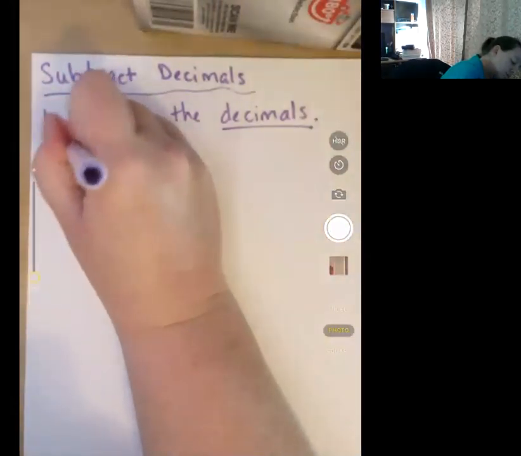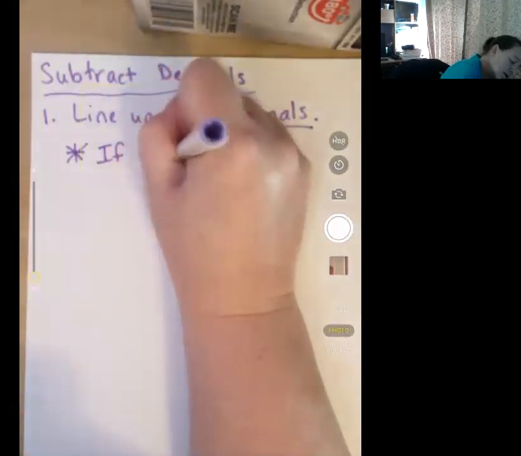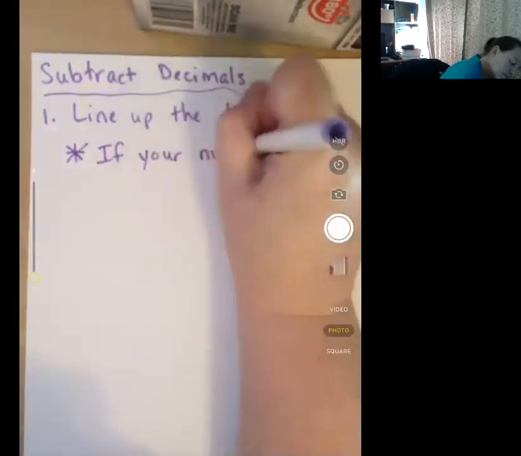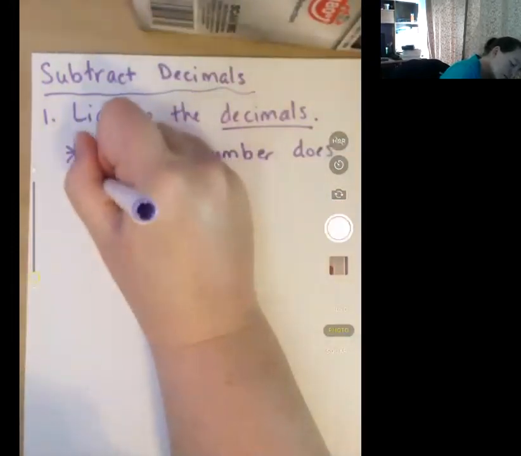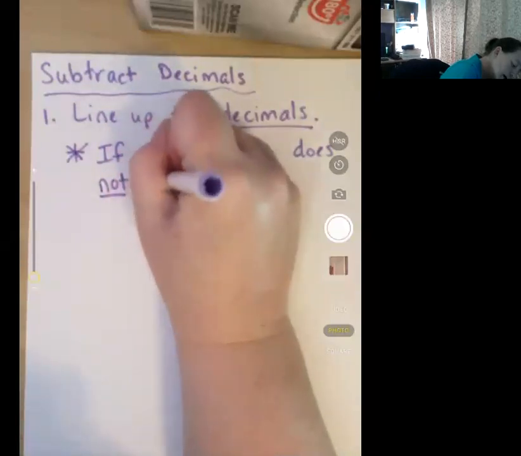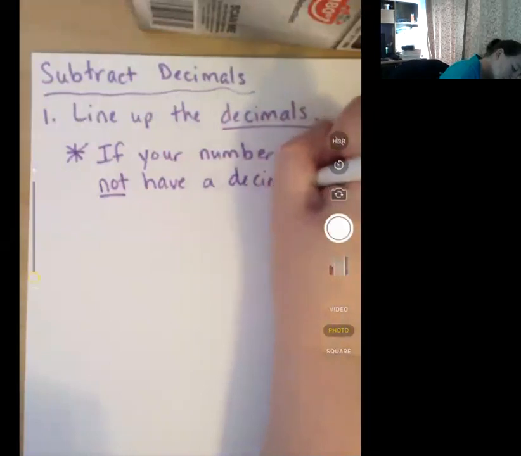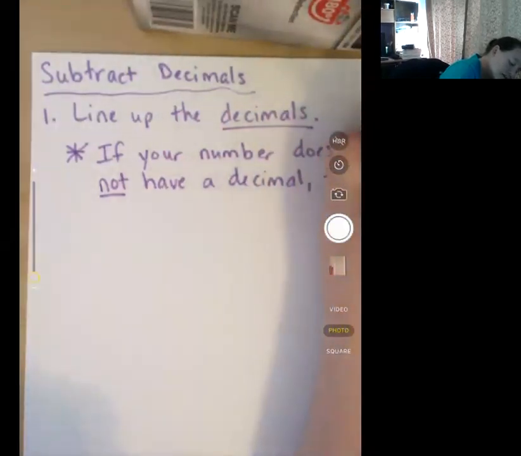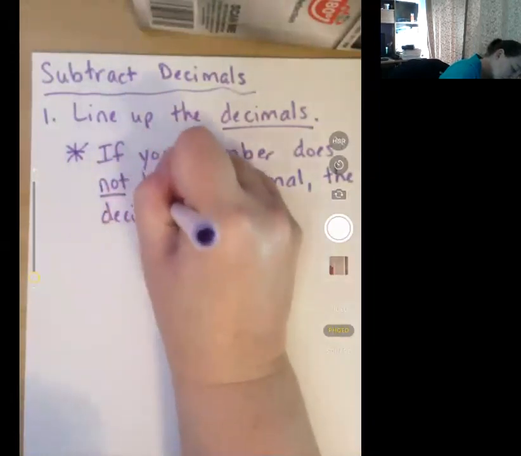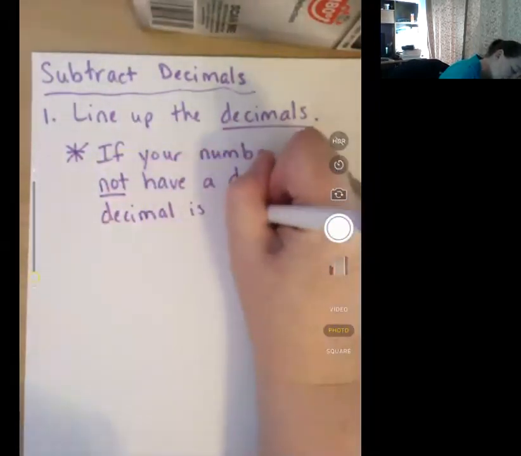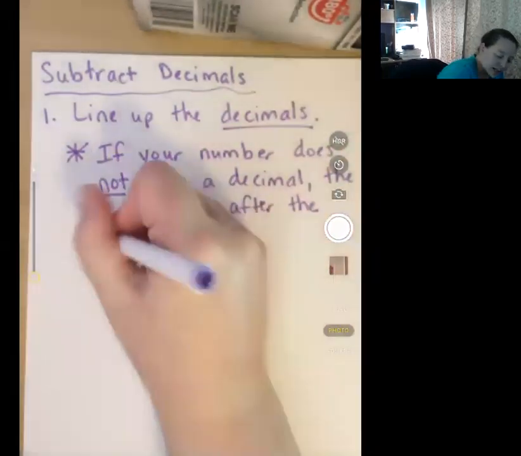As a star, if your number does not have a decimal, the decimal is after the whole number, is after the last digit.